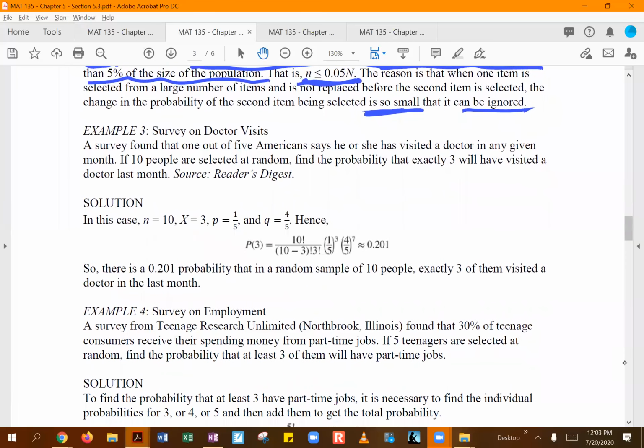So let's take a look at this example here. They're saying a survey found that 1 out of 5 Americans says he or she has visited a doctor in any given month. If 10 people are selected at random, find the probability that exactly 3 will have visited the doctor in the last month. So in this case, we are talking about randomly selecting 10 people, so that's your n equals 10.